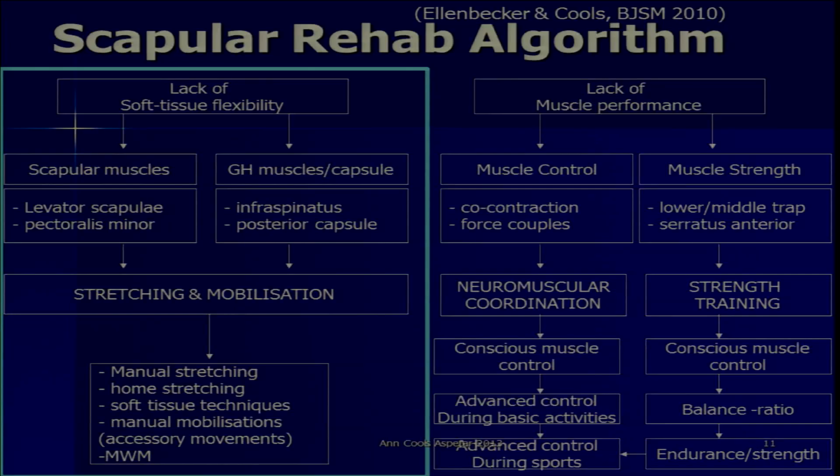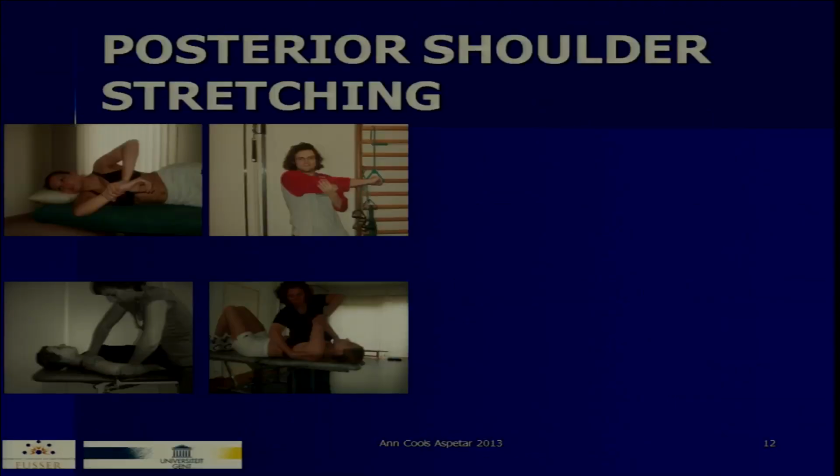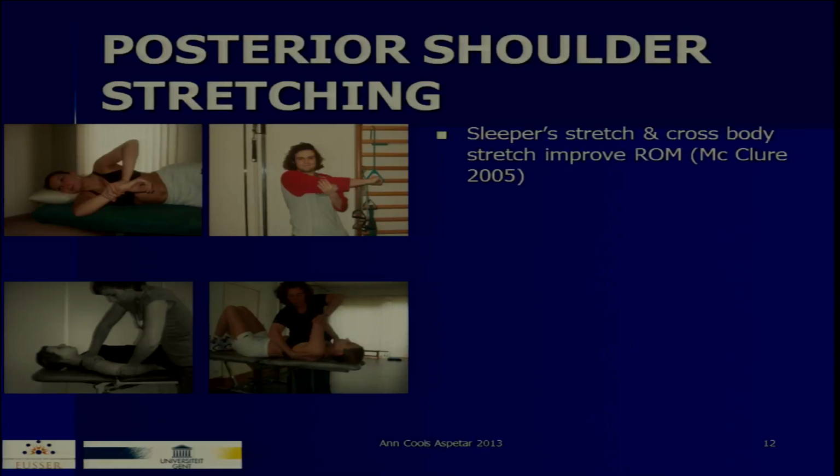Back to the algorithm, I would like to discuss a little bit more the stretching of the infraspinatus or the posterior cuff and the posterior capsule. Now, what do we already know from posterior shoulder stretching? We do know from some time, amongst others from studies from Phil McClure, that the sleeper stretch as well as the cross-body stretch improve range of motion in healthy subjects after a 4 weeks self-stretching program. Within this study, there was a slight advantage for the cross-body stretch, but they both were effective.